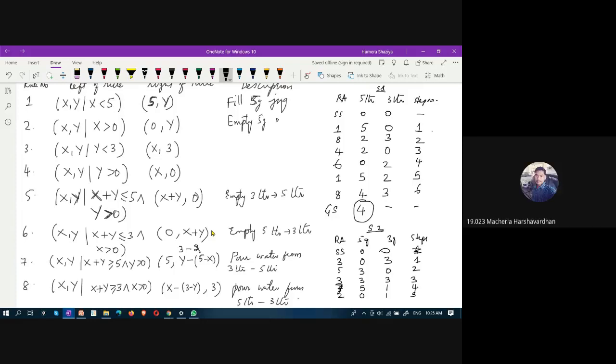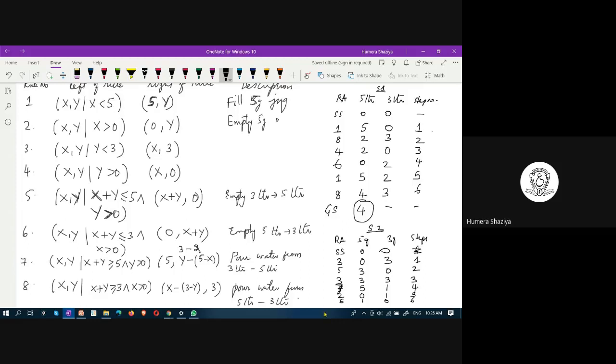I'm pouring 1 gallon of water from the 3 gallon jug to the 5 gallon jug. Right. Which rule? Rule number 7, ma'am. No, 5. Here it is 5 because you are emptying whatever is there in the 3 liter. You are putting it in 5. So this would be 0. This would be 1. The rule would be 5. Okay. All right. Next.